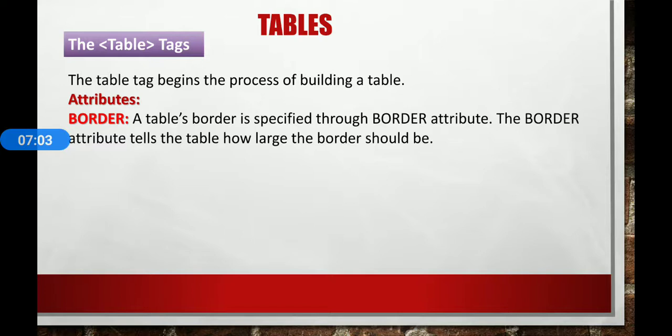A table border is specified through the border attribute. The border attribute tells the table how large the border should be. This is all relative in terms of pixels. 3 is larger than 2 and 2 is larger than 1, etc. You can try different numbers.